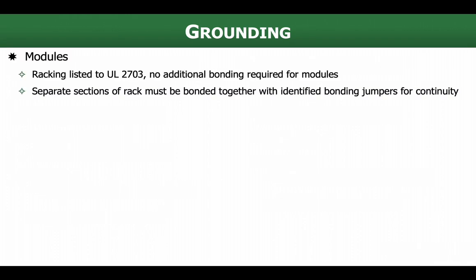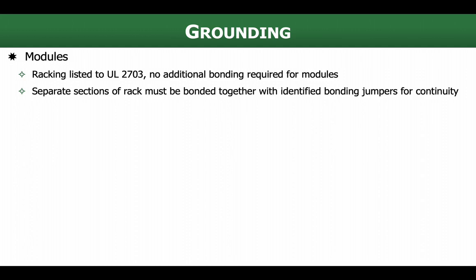The modules, in terms of bonding them, we're going to be using racking that's listed to UL 2703. So there's no additional bonding required. The clips are going to connect the module frame to the rail. We're going to connect the rail to an equipment grounding conductor. Now we have to make sure that separate sections of the rack are bonded together. That might be the two rows, for instance. We're going to need a bonding jumper between those to make it all one piece of metal. But as long as our modules are listed to work with the rack, they're compatible. You need to verify that as a system designer.